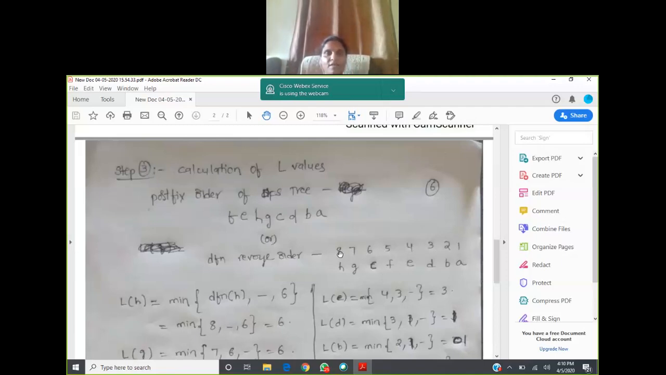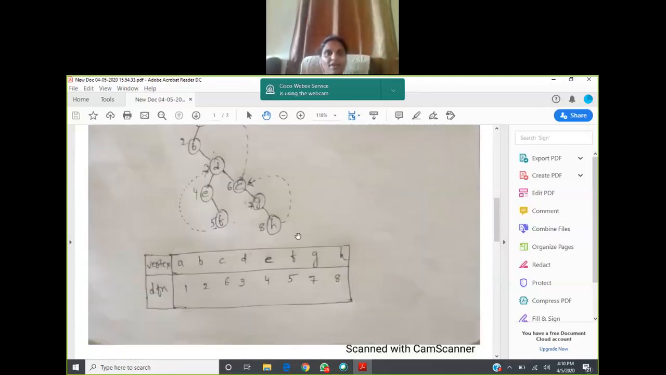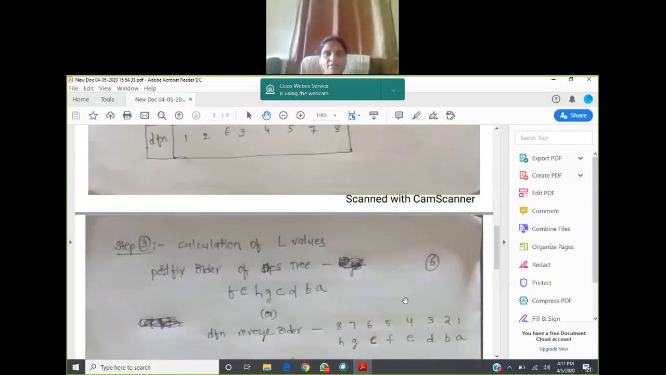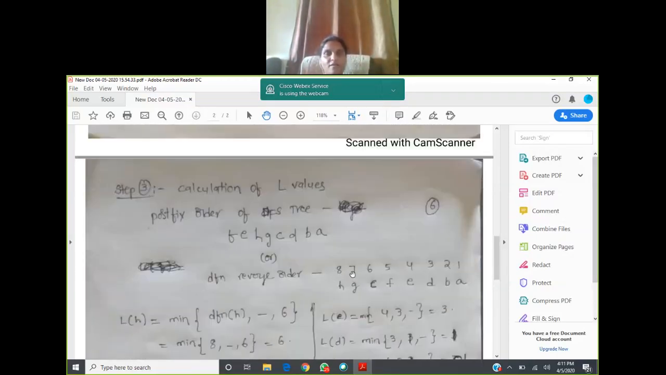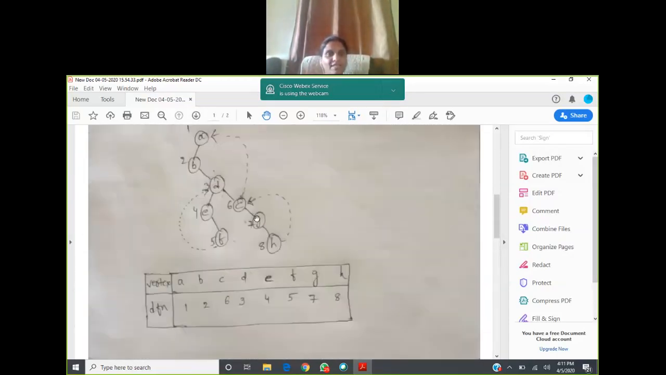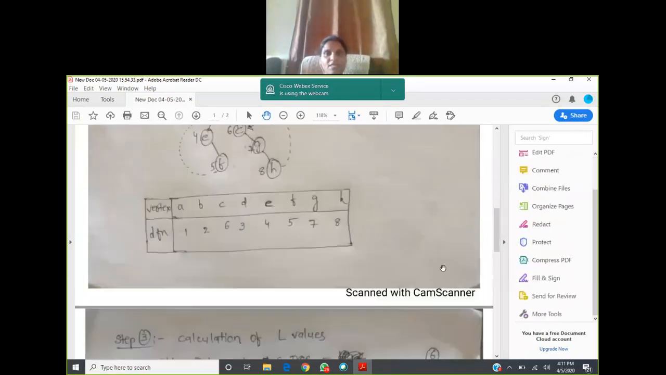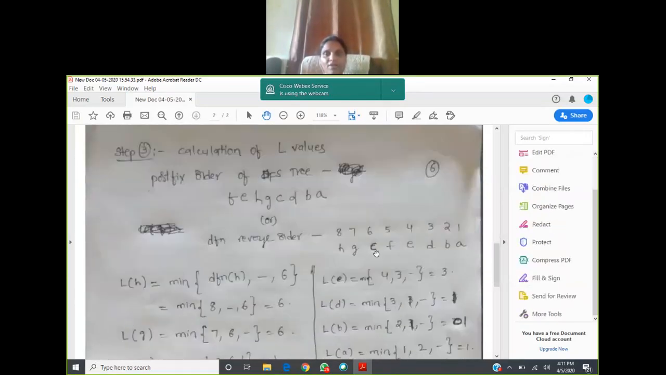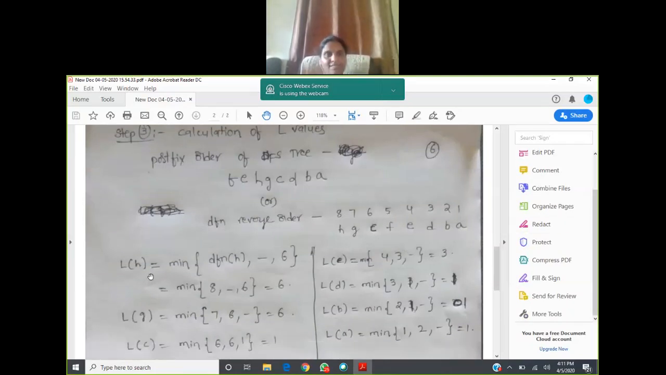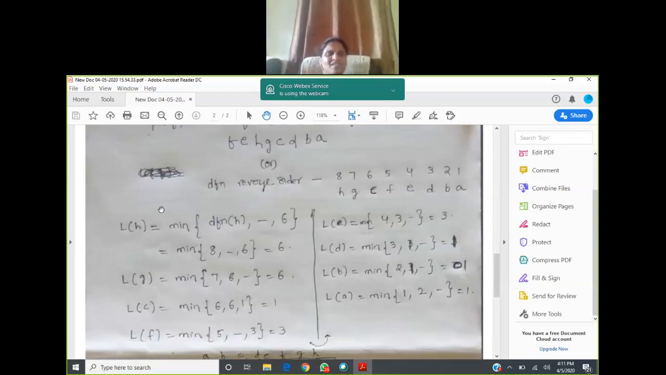DFN 8 is for H, so I have written H. DFN 7 is for vertex G, so I have written G. Similarly, write all the vertices corresponding to the DFN values in the reverse order. In this order, let's start the calculation of L values. So how to find the L value of H?